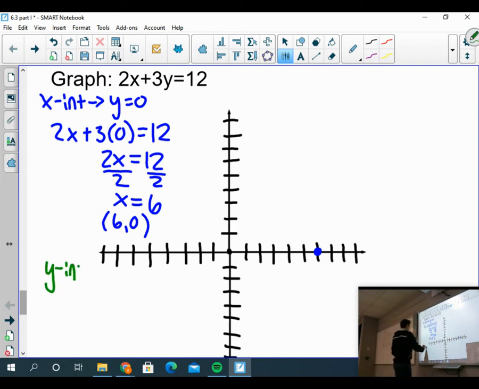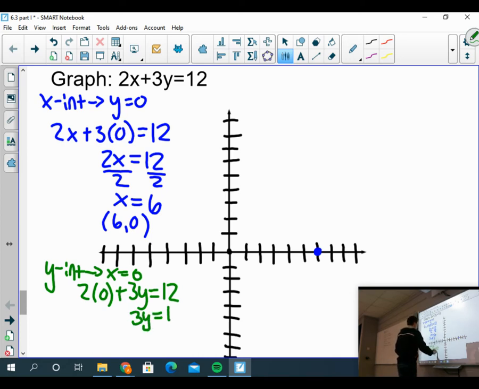Y-intercept, I'm going to set x equal to 0. So 2 times 0 plus 3y equals 12. 2 times 0 is 0, leaving me with 3y equals 12, which gives me y equals 4, which means my y-intercept is at the point (0, 4).